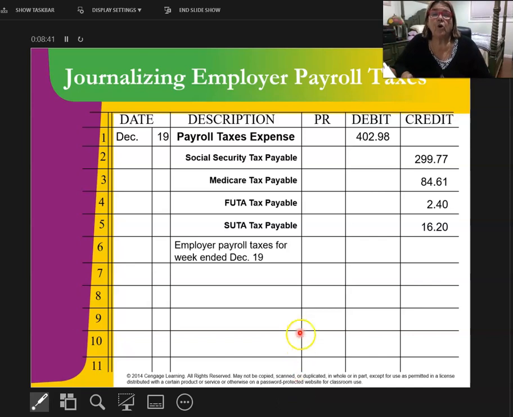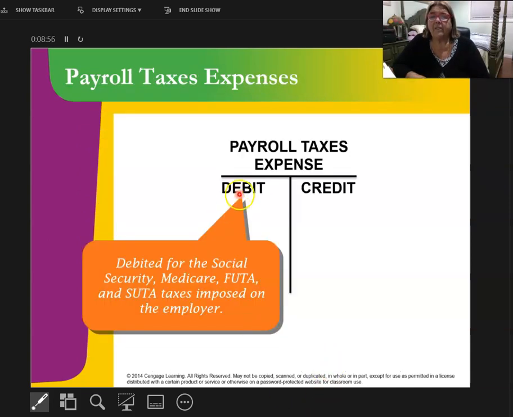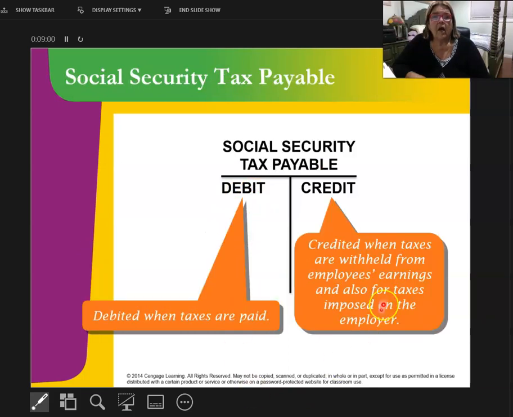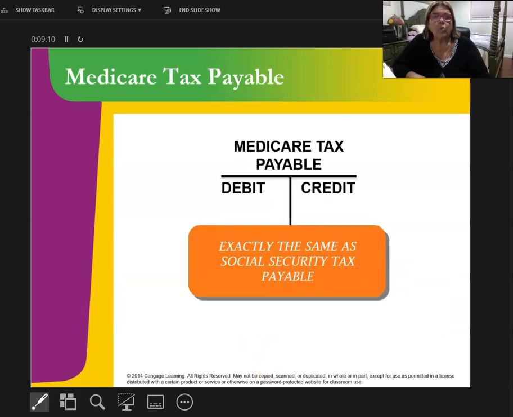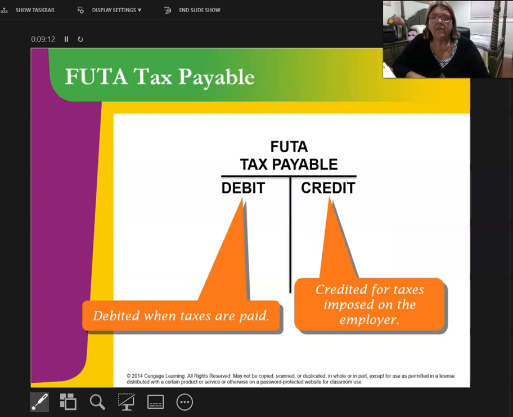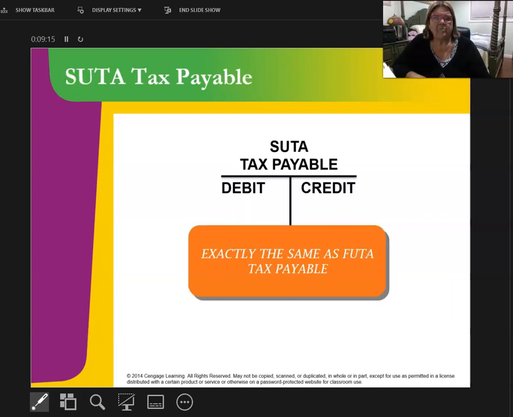And the difference, there's only two journal entries in payroll. The one for when I pay you the payroll, and the one when I pay the expenses or the bills. Okay, and so here's how it looks in T account form. I'm going to debit payroll tax expense for the combination of all the taxes. I'm going to credit Social Security tax payable, but when I actually pay it to the IRS, I will debit it. Medicare is the same way, and FUTA and SUTA are exactly the same.